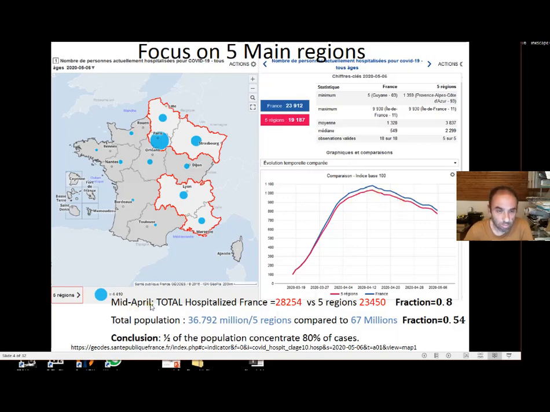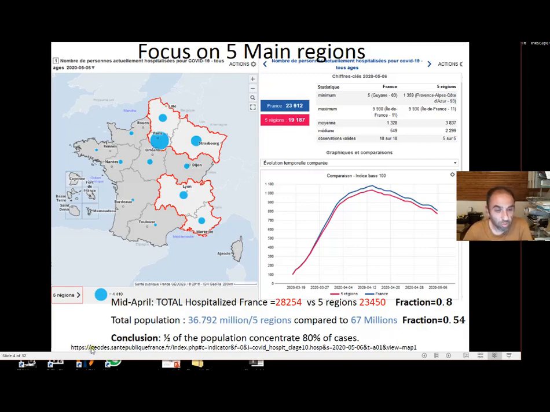In mid-April, what we have used for this focus on five regions was the hospitalization number. We had 28,000 for the entire country versus 23,000 for five regions, which represents a ratio of 0.8, although the population for these five regions is 36.7 million versus 67 for the entire country, which is a ratio of about half. So basically half of the population concentrates about 80% of the cases.